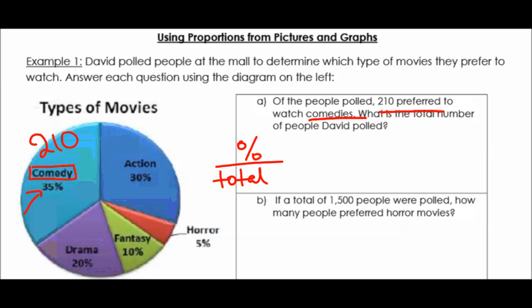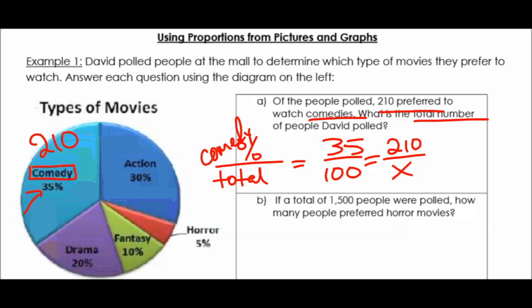Remember, there's two things that we know about a percent. It's always out of the total, and it's always out of the 100. So we can already start by putting 35 over 100. We really want to think about what that percent's talking about. It's talking about the people who like comedy. So we know that's 35 out of 100, and we know there's 210 people that like comedy. We don't know the total. It's saying, what is the total number of people? So we know 210 is going to go on top. We don't know the total number of people yet.